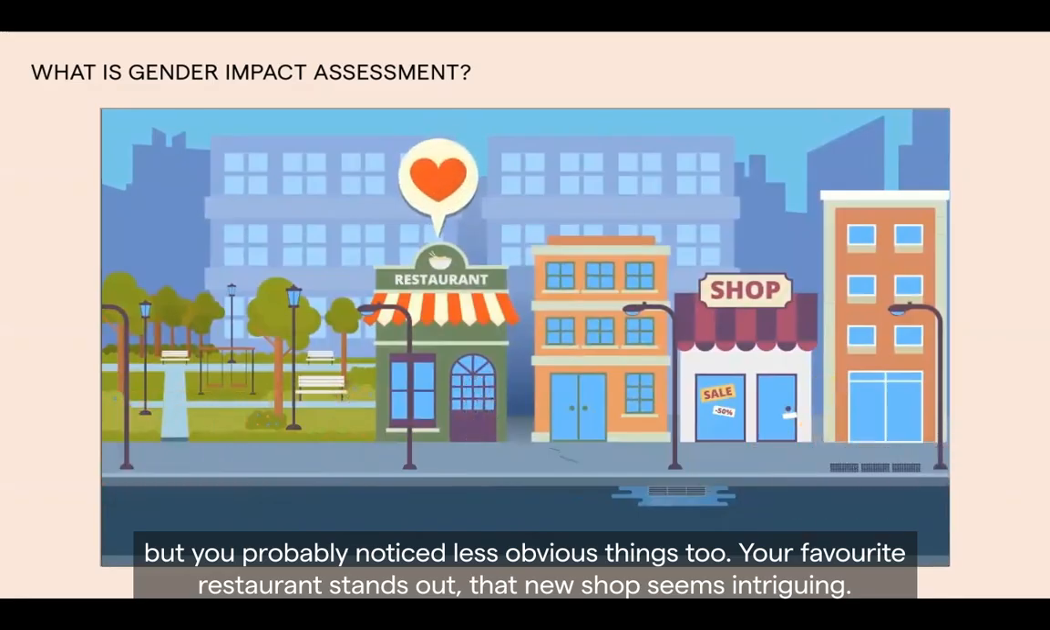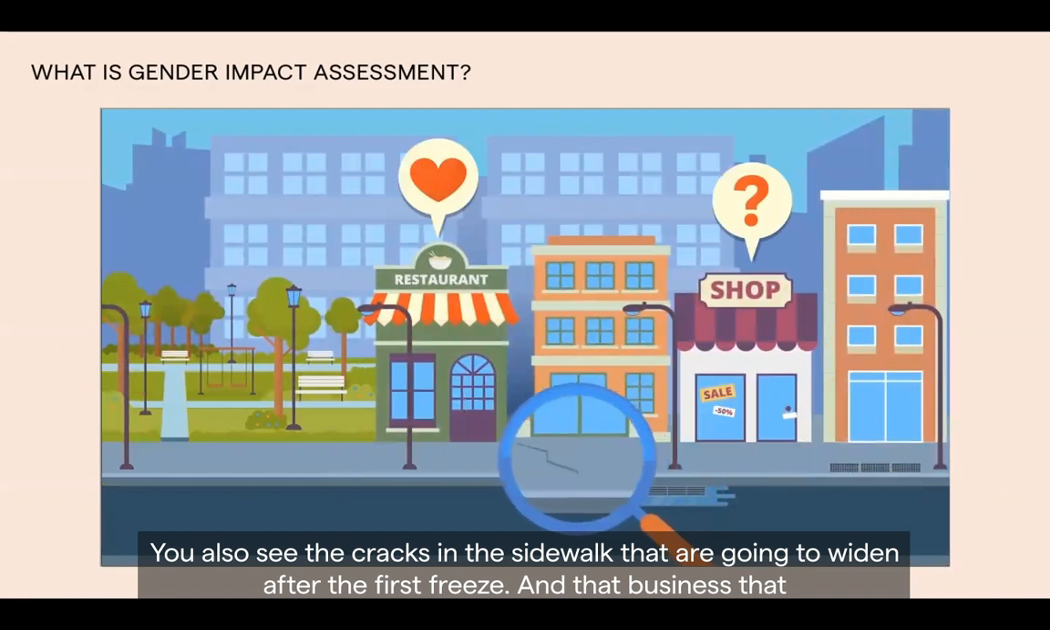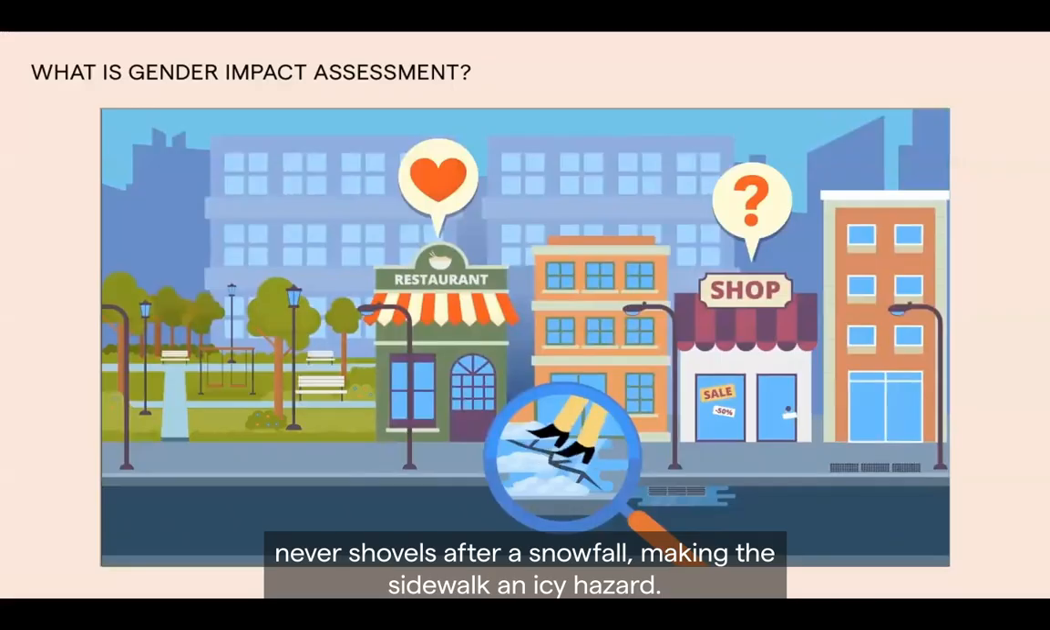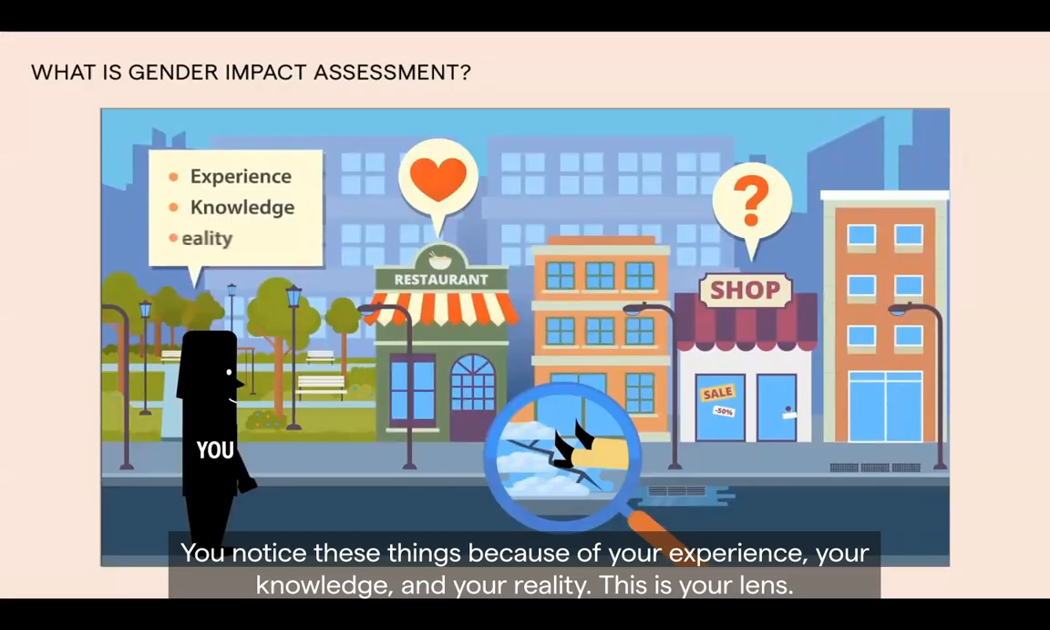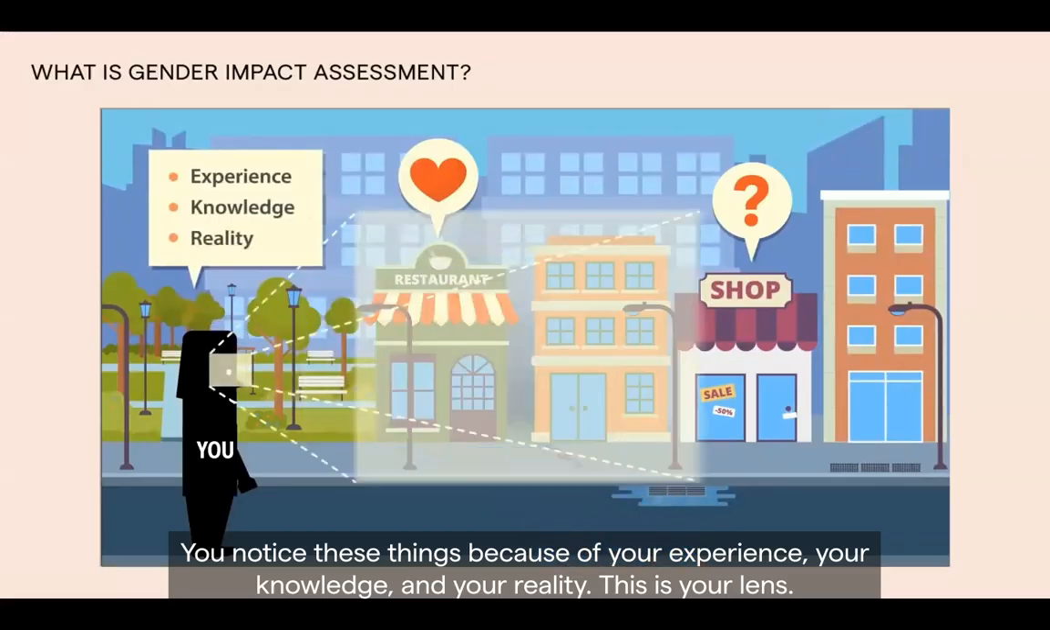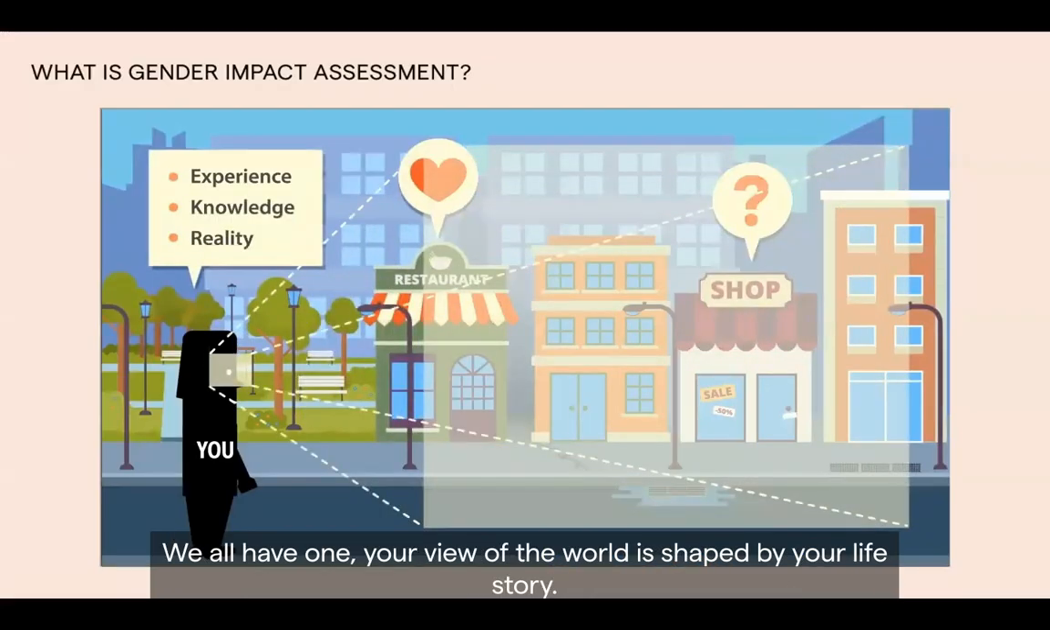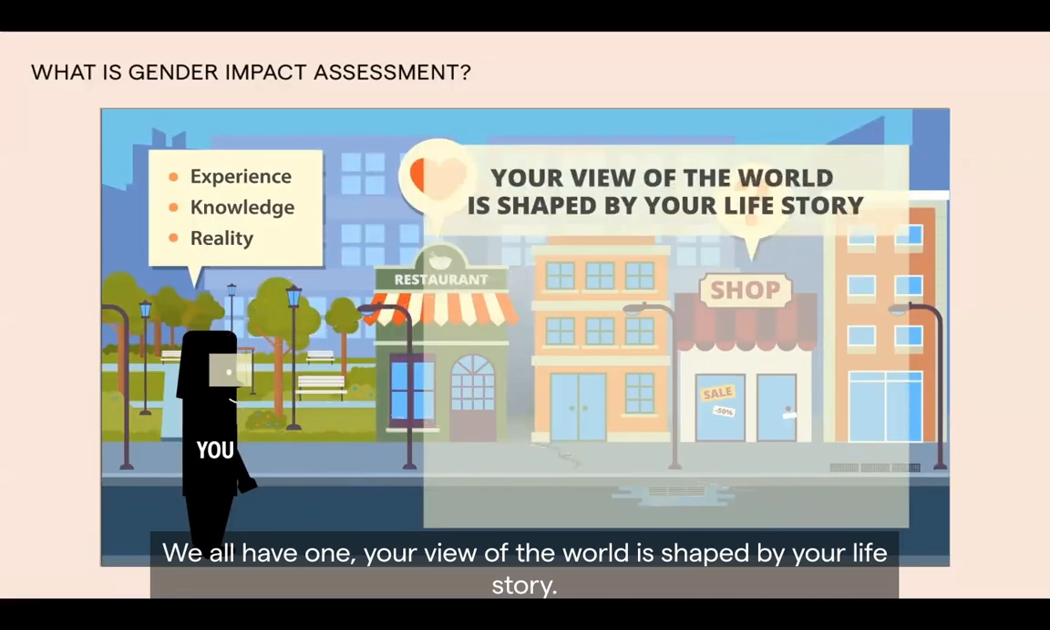Your favorite restaurant stands out. That new shop seems intriguing. You also see the cracks in the sidewalk that are going to widen after the first freeze. And that business that never shovels after a snowfall, making the sidewalk an icy hazard. You notice these things because of your experience, your knowledge, and your reality. This is your lens. We all have one. Your view of the world is shaped by your life story.